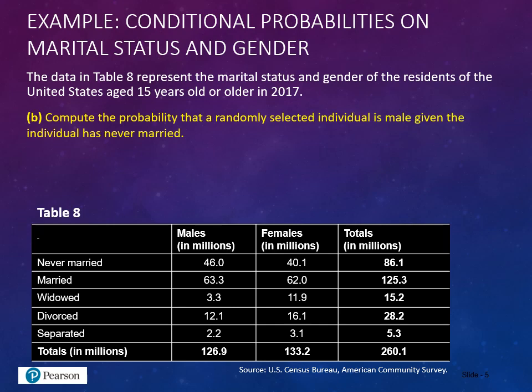Let's flip this around, and I like this problem because this is a confusing formula to remember: what goes in the numerator and what goes in the denominator. The numerator is the combined, but do you put the first event or the second event in the denominator? And remember, we put the second event, the given event, in the denominator. So now we compute the probability that a randomly selected individual is male, given the individual has never married. So we have the same two events, but in reverse order.